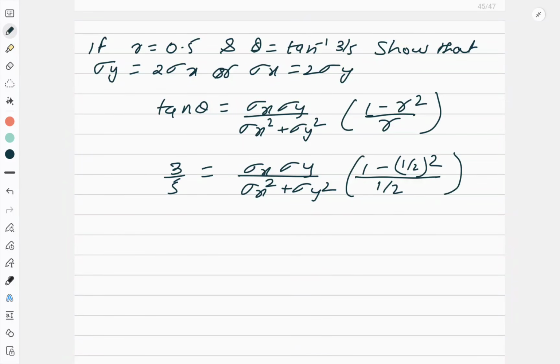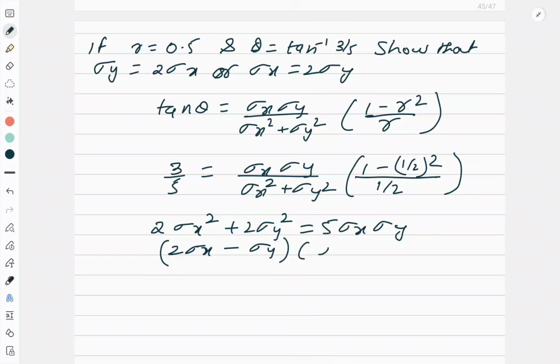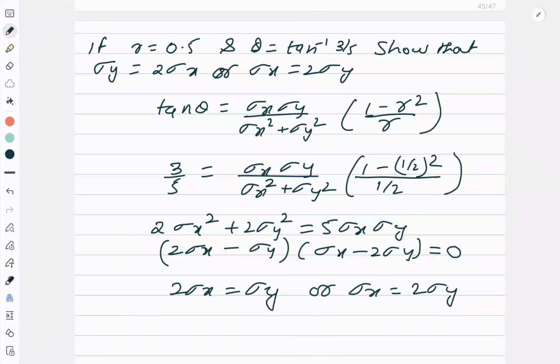1 by 2. Now when you solve this, you will get a quadratic equation: 2 sigma x square plus 2 sigma y square is equal to 5 sigma x sigma y. Now you can easily factorize this. So this will be equal to 2 sigma x minus sigma y, and sigma x minus 2 sigma y is equal to 0. So I can say that 2 sigma x is equal to sigma y, or sigma x is equal to 2 sigma y, and hence we are done.